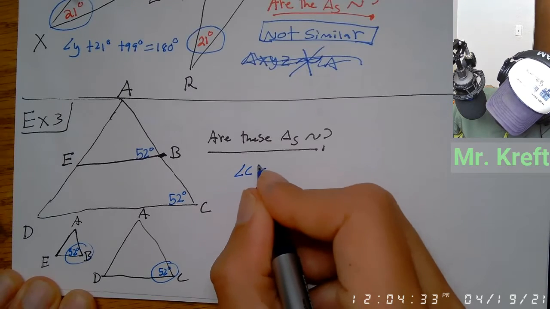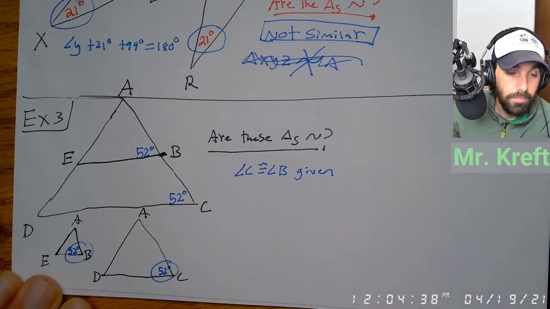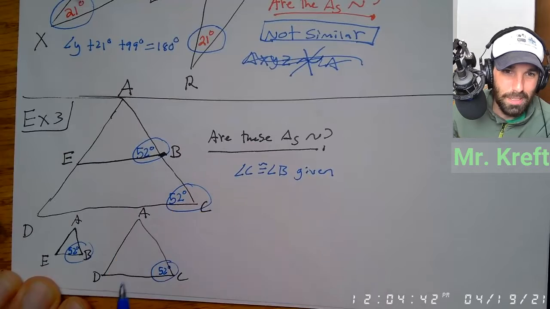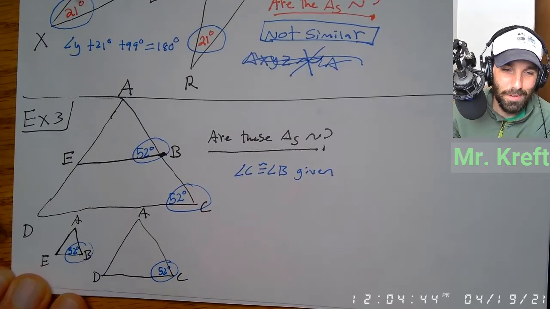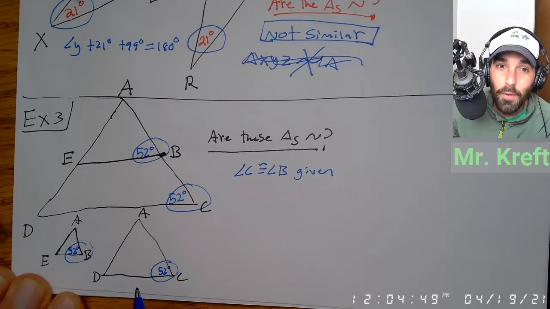So angle C is congruent to angle B, right? That's given. Okay, so it's given that these two angles, I really shouldn't call it angle B. I feel bad now. Okay, I'm going to let this one slide just because I made a mistake. But angle B and angle C.